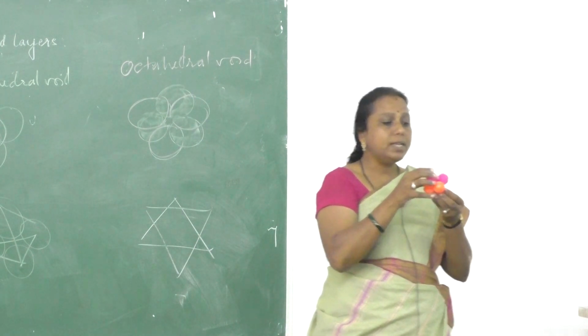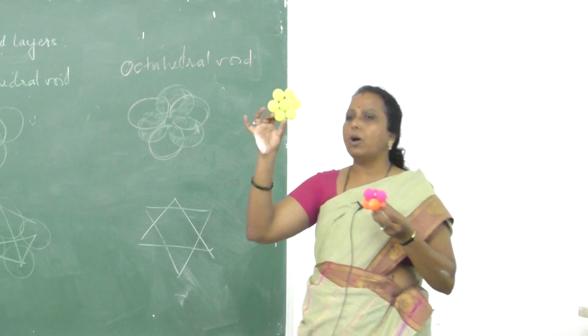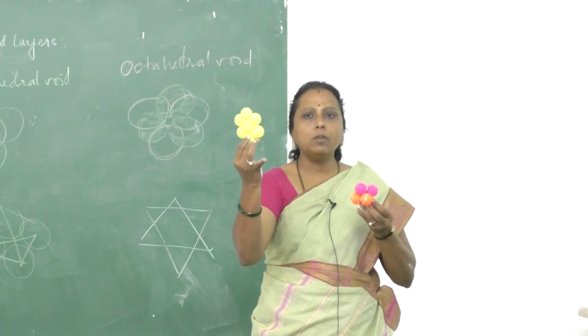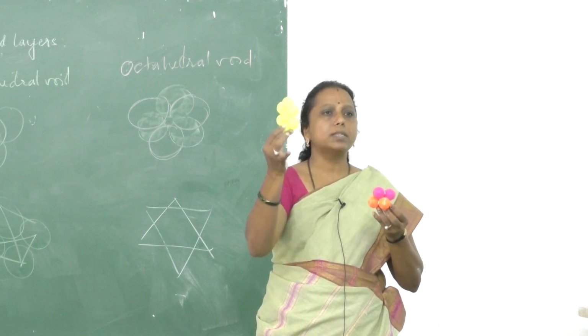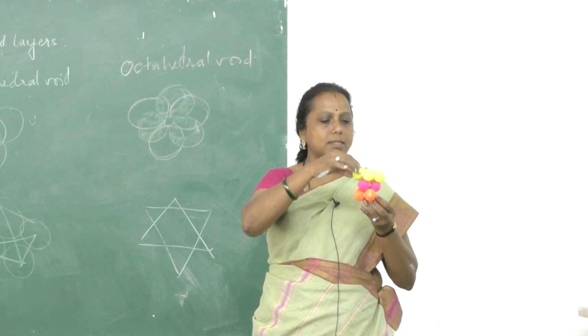Third layer is placed in such a way that the sphere of the third layer is not falling on the sphere of the first layer and not falling on the sphere of the second layer. It is falling on some other way. So this is how it is done, like this.